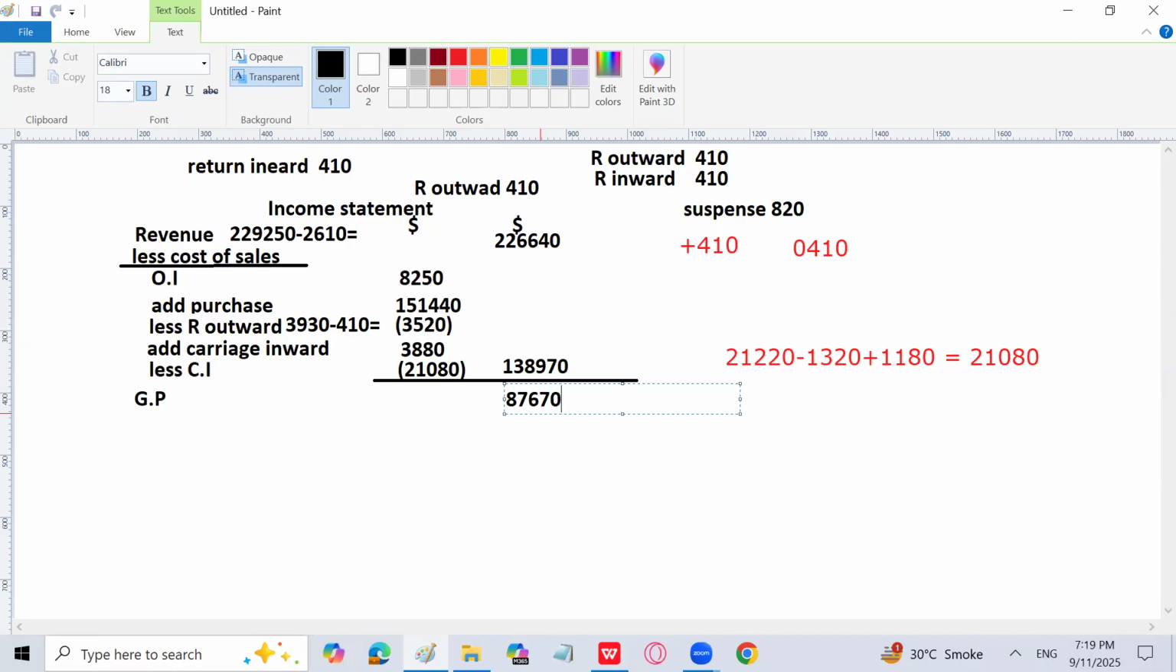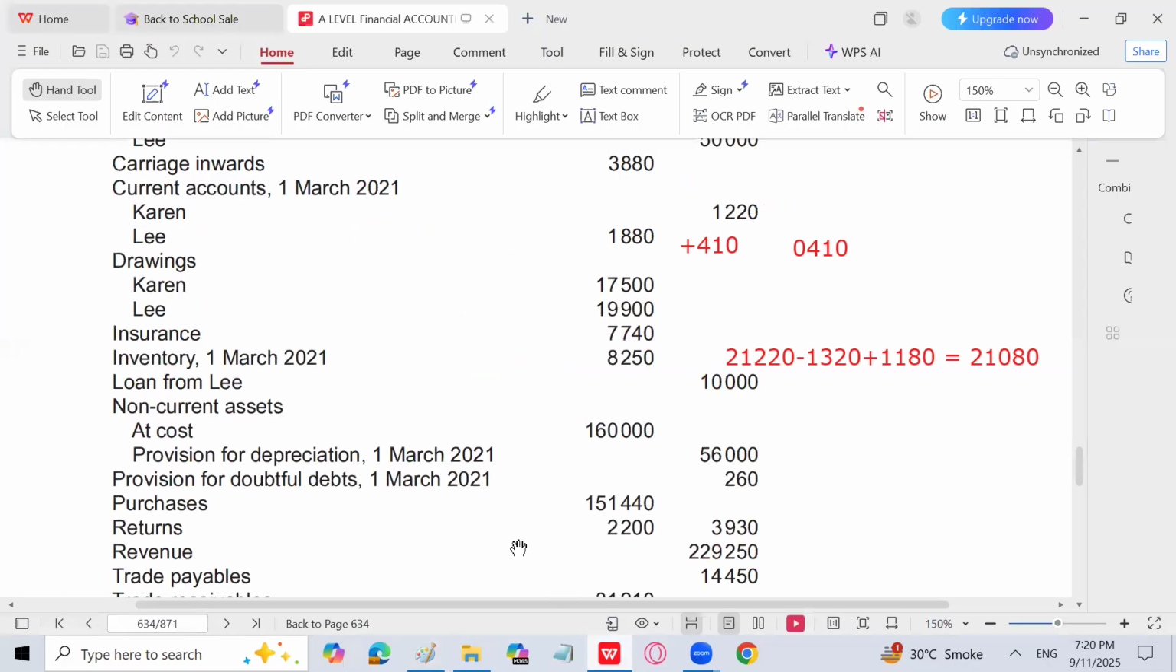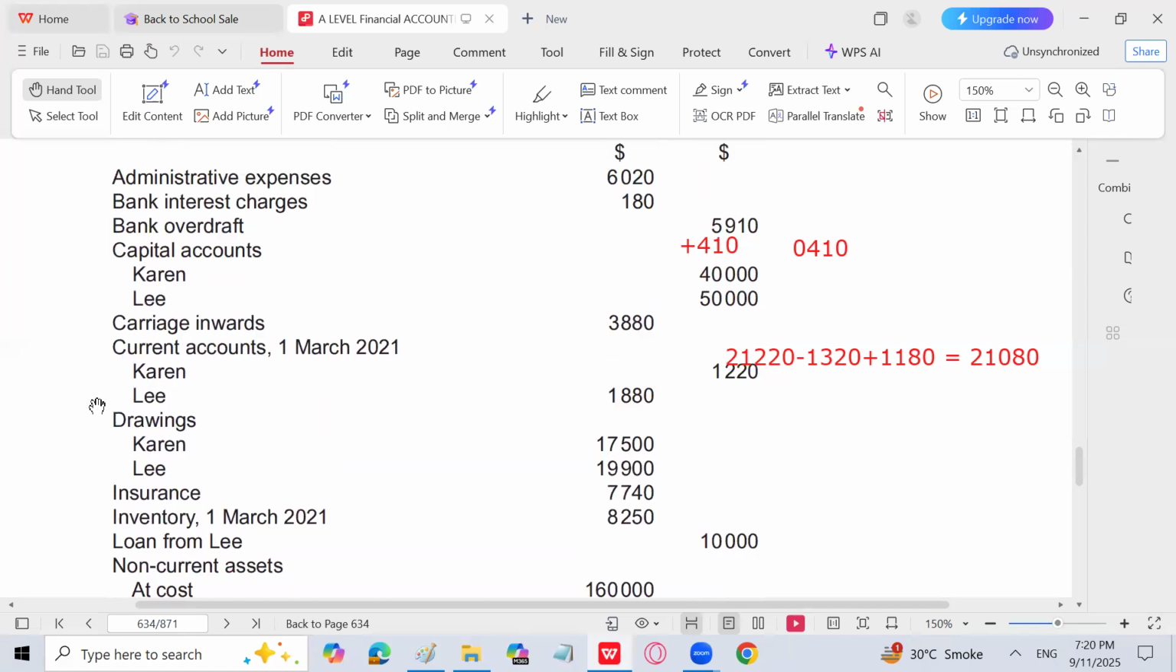767. Okay, that's fine. 138. I'll do the calculation again. Yeah, okay. Now I have to subtract the expenses. But having said this, I have to look that provision for doubtful debt is given 260, and I didn't find any income given in the question.